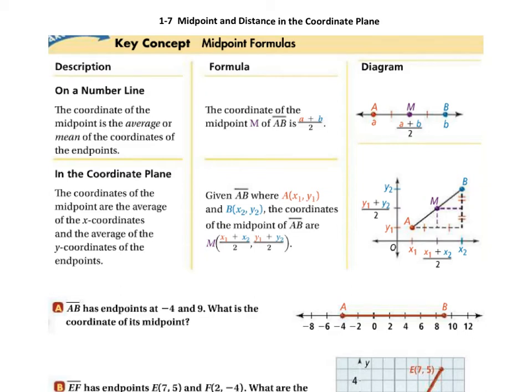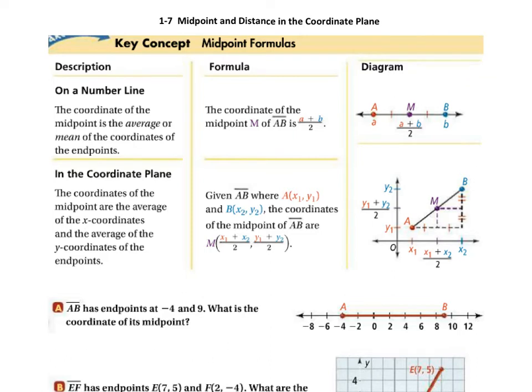Welcome to a video on Chapter 1, Section 7. We're going to talk about midpoints and distances. We're going to look at things on a number line, so kind of one dimension, and also on the coordinate plane, which would be 2 dimensions. So we start off just with some formulas.